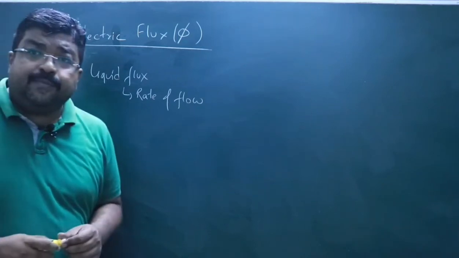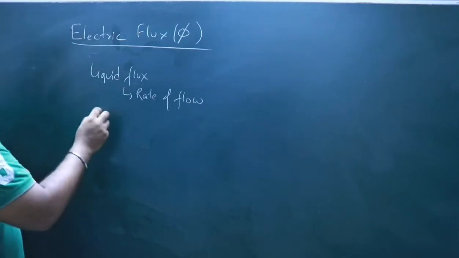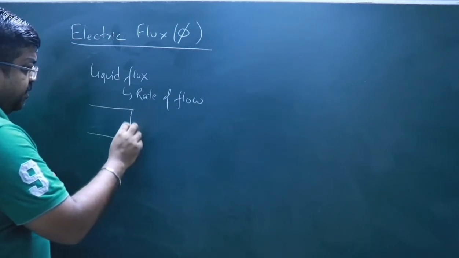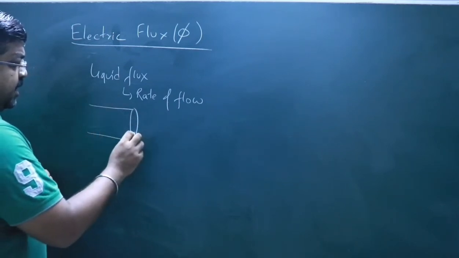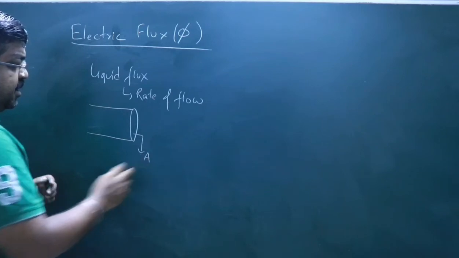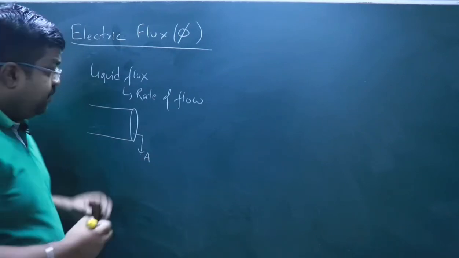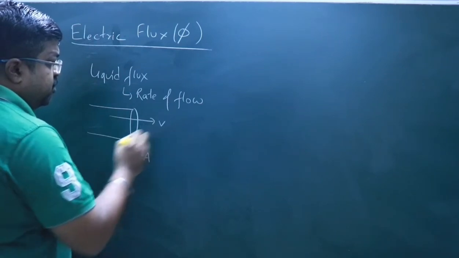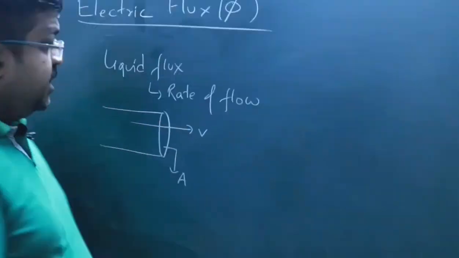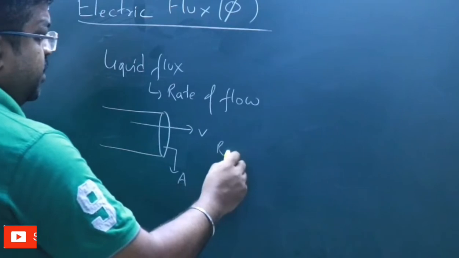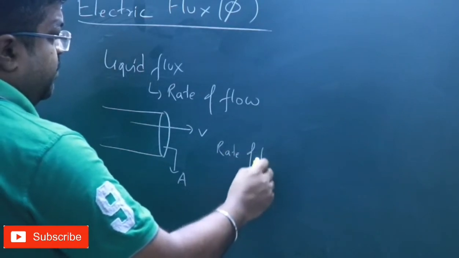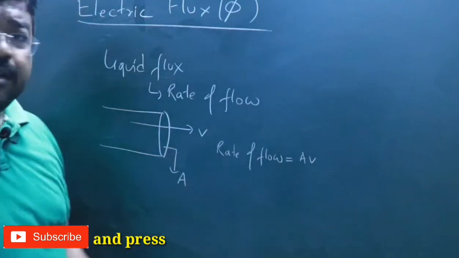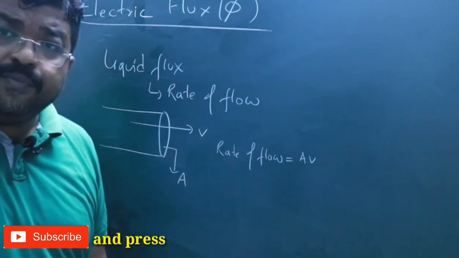Okay, so now see, in class 11 we have seen, if you have a pipe, and let's say A is the cross sectional area of this pipe, and the liquid which is flowing through this has velocity v, flowing in this direction. Then the rate of flow is given by the product of this area and the velocity of flow.